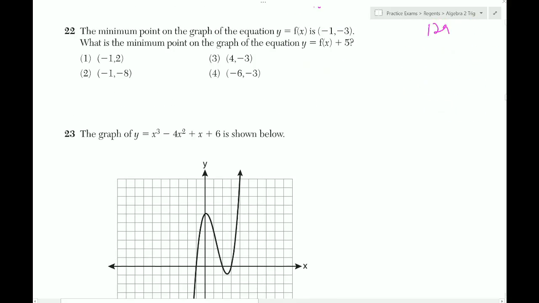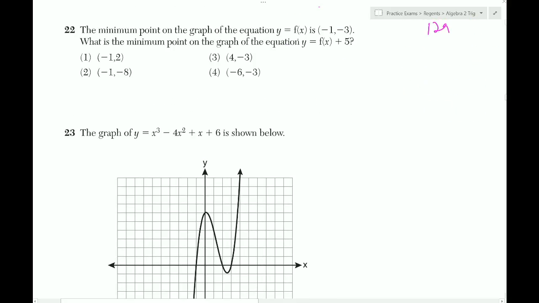22. What is the minimum point on the graph of this equation? Okay. So here we have a shift going on. So this plus 5, notice it's outside. It's not affecting the x directly. It's affecting the f of x, which is a y value. So the y value is increasing by 5. So that's a vertical shift up 5. So that's going to translate this point up 5. In particular, 5 is going to be added to the y value. So it's going to be a y value of 2. That's choice 1.